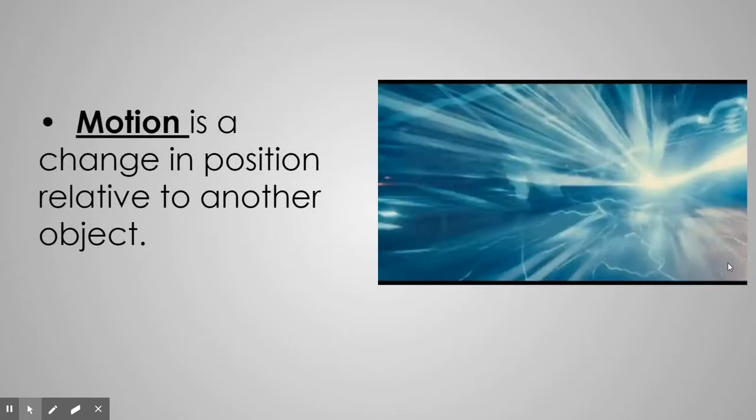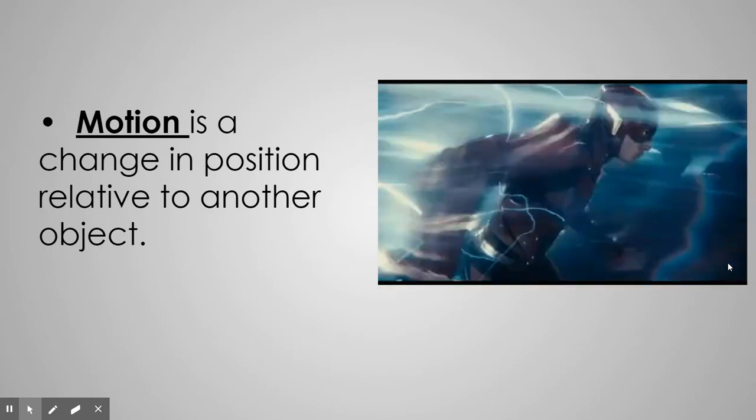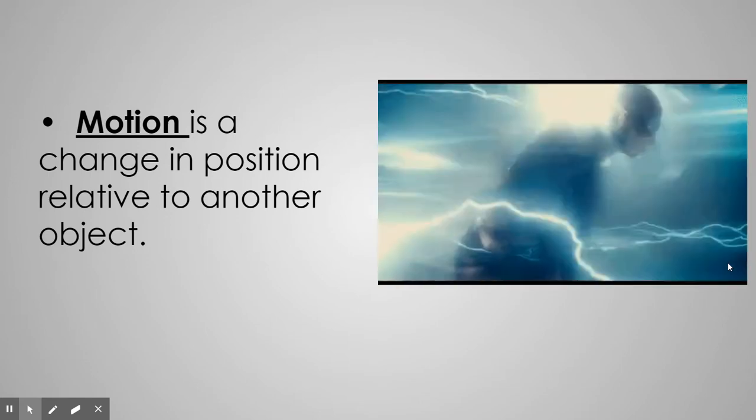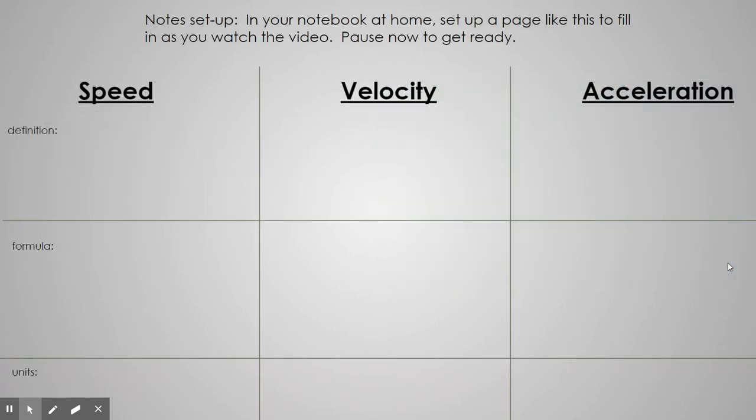Remember, motion is a change in position relative to another object, right? So that was part of your vocabulary that you worked with earlier in the week. Okay, I would like you to set up your notebook page like this. So you're going to have three sections, one for speed, one for velocity, and one for acceleration. Leave room in each section for you to give a definition, write the formula, and then put some examples of the units of measure. So again, you may want to pause the video and set up your page to look like this.